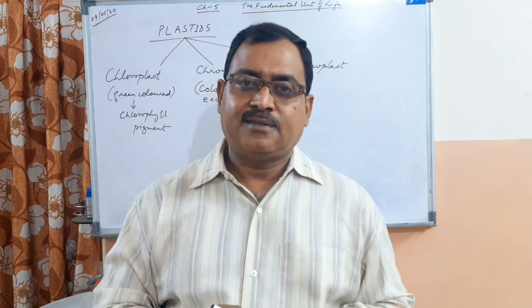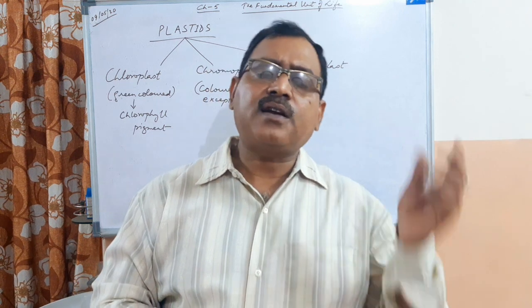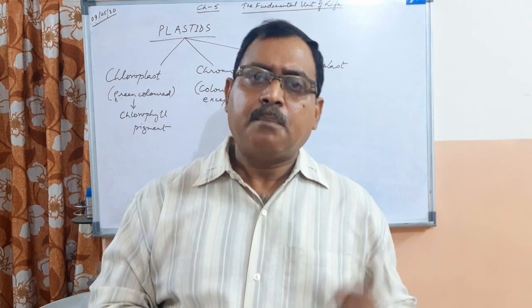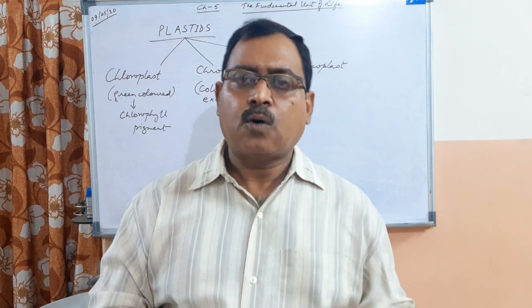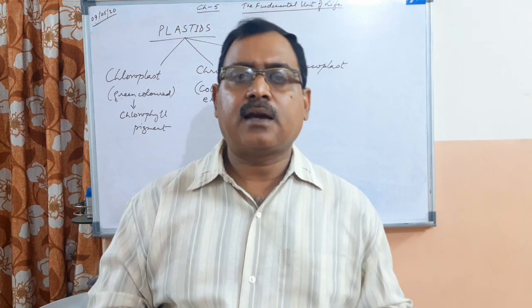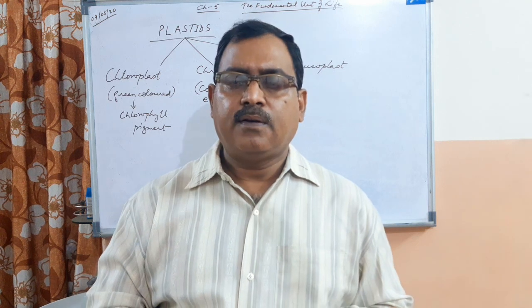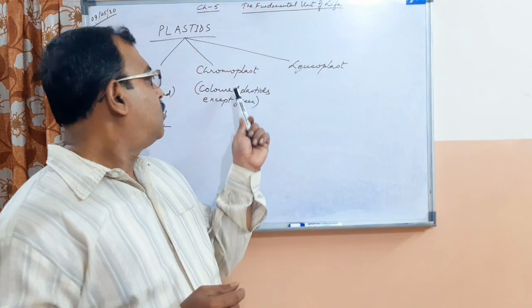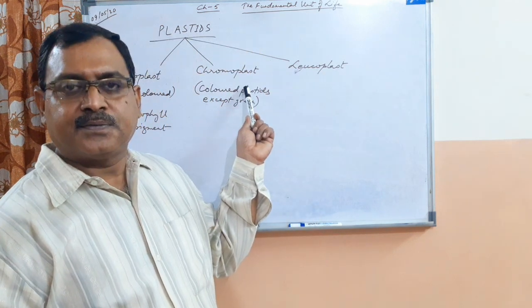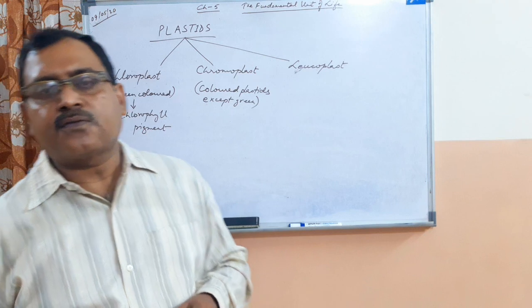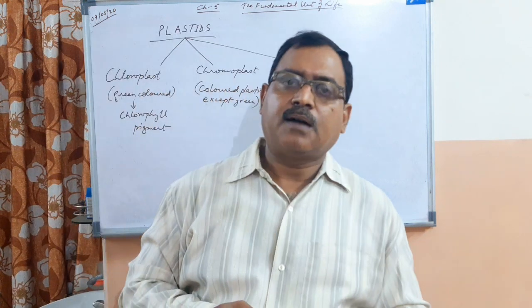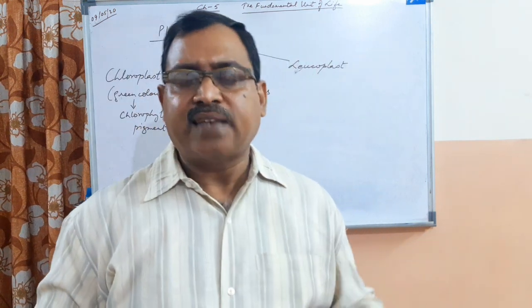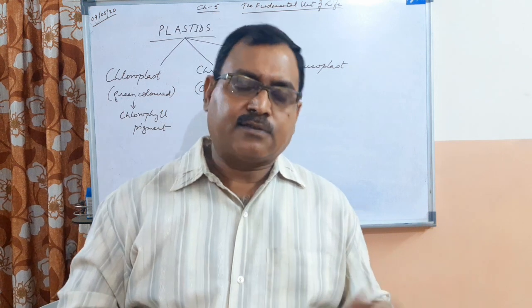Think of flowers, think of fruits, stem. You will find different color, red color, purple color, violet, orange, yellow, pink, blue, different colors. That is because of chromoplast. It contains various types of pigments, for example, carotene, xanthophyll, etc.